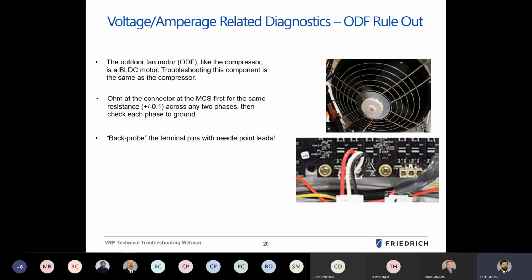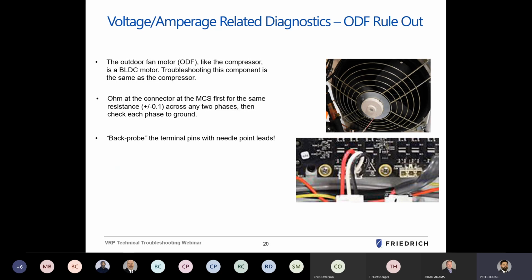You want to unplug it from the MCS board, and then back probe each pair of phases to make sure that they're equal, plus or minus 1. And then you can check each phase to ground to make sure that you don't have a grounded motor. This is where your needle point meter leads are definitely going to help you, because getting into the back of those Molex connectors can sometimes be a little bit of trouble.